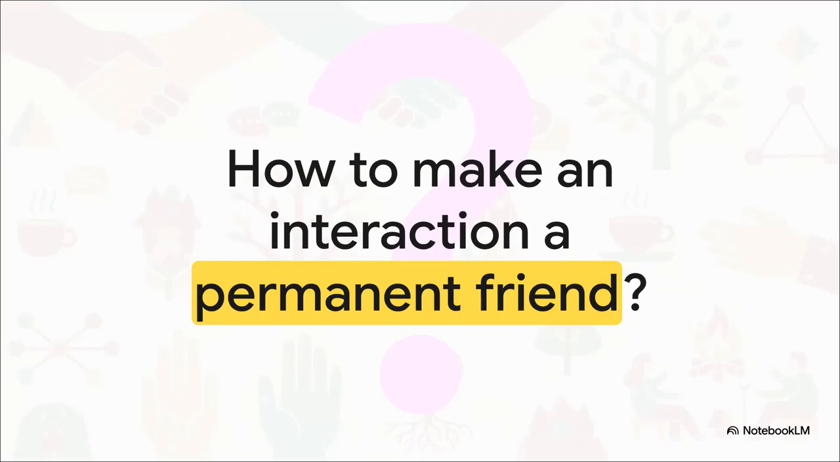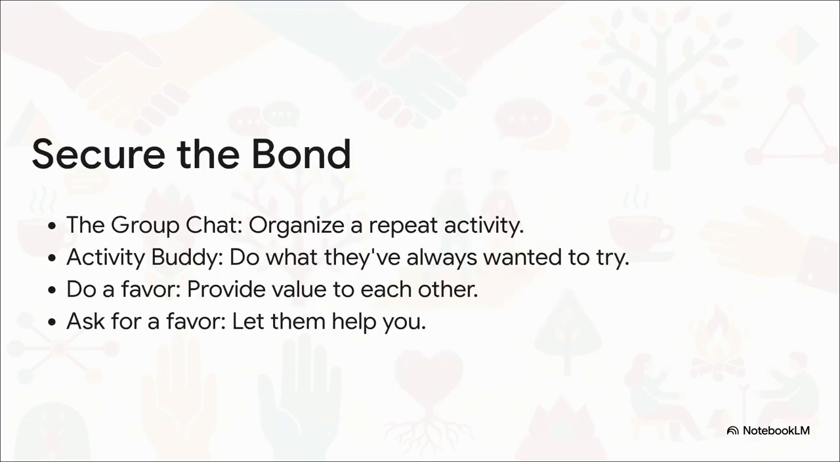So here is the million-dollar question, right? How do we take a really great one-time interaction and turn that person into a permanent friend? We're pivoting right now from social theory into the highly actionable real-world follow-through. Because let's be real, if you skip this next part, all that brave initiating you just did was basically for nothing. So here are the final 4 methods to really lock in that bond.